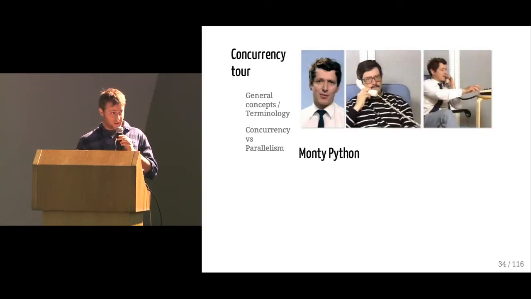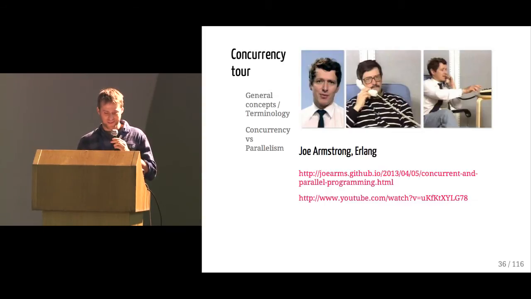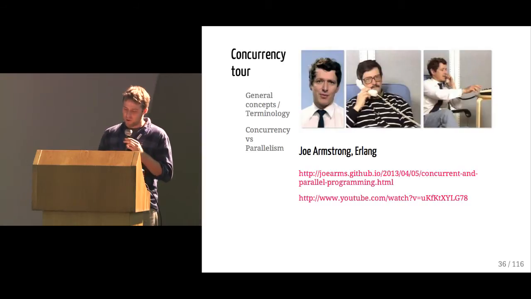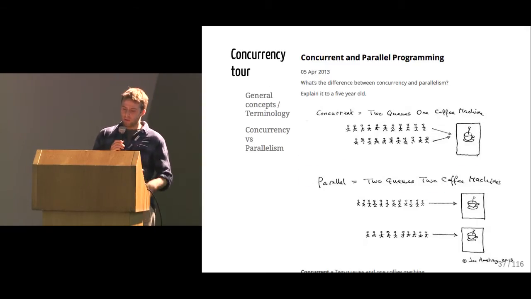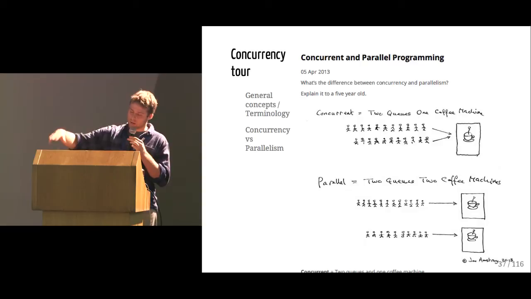And so the other authority figure I decided to ask was Monty Python figures. And actually, it was Joe Armstrong. So Erlang is another highly concurrent language. And he says, concurrency is two queues, one coffee machine, and parallelism is two queues, two coffee machines. That's how he decides to explain it to a five-year-old. It's a similar concept. You can see parallelism is happening at the same time, whereas concurrency is just a way you structure it to have two lines happen at the same time, but you still only have this one coffee machine.